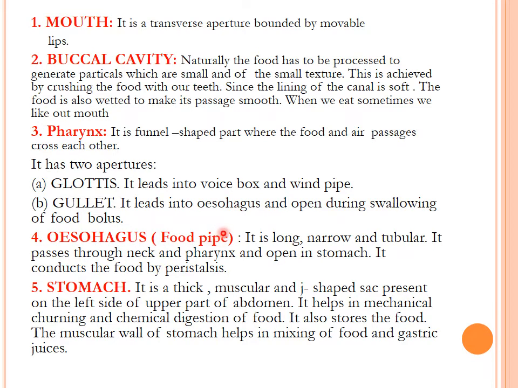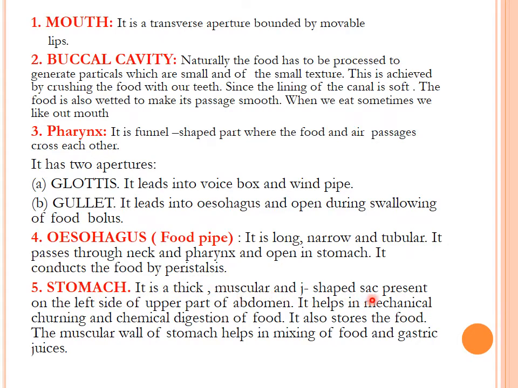Esophagus, which can also be called the food pipe, is a long, narrow and tubular tube. It passes through the neck and pharynx and opens into the stomach, which is a J-shaped bag. It conducts the food by peristalsis. Peristalsis, beta, is a phenomenon. It's a kind of movement which takes place inside the muscles of the tube. जैसे कि food, in a rhythmic motion, can move forward.